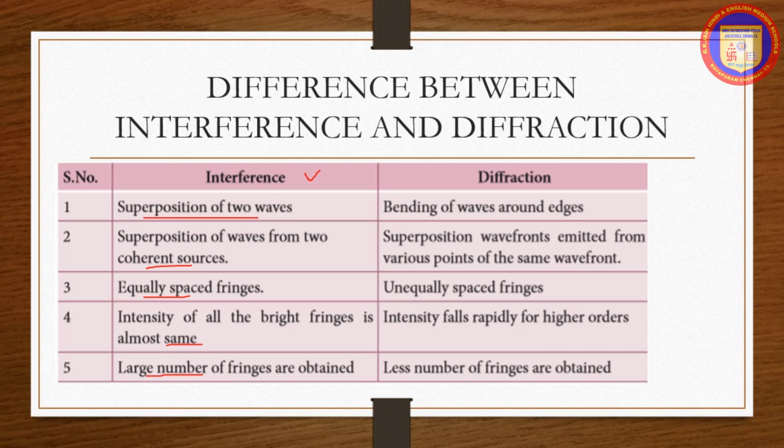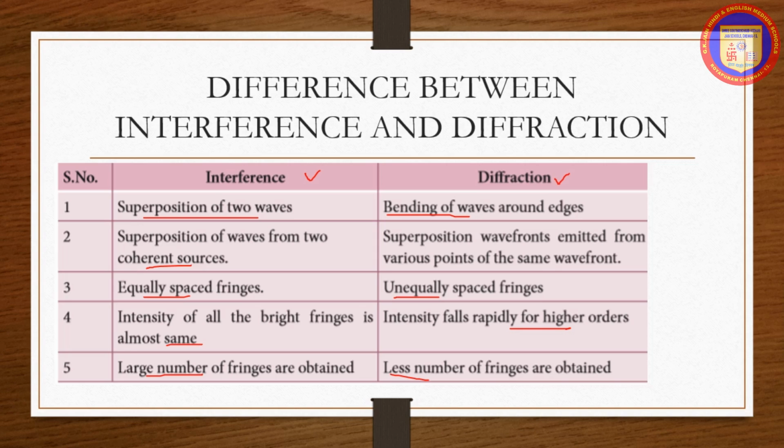About the diffraction, bending of waves around edges happens. Superposition of wavefronts emitted from various points of the same wavefront. Unequally spaced fringes happen here. Intensity falls rapidly from higher orders. Less number of fringes are also obtained. These are the points for the diffraction.